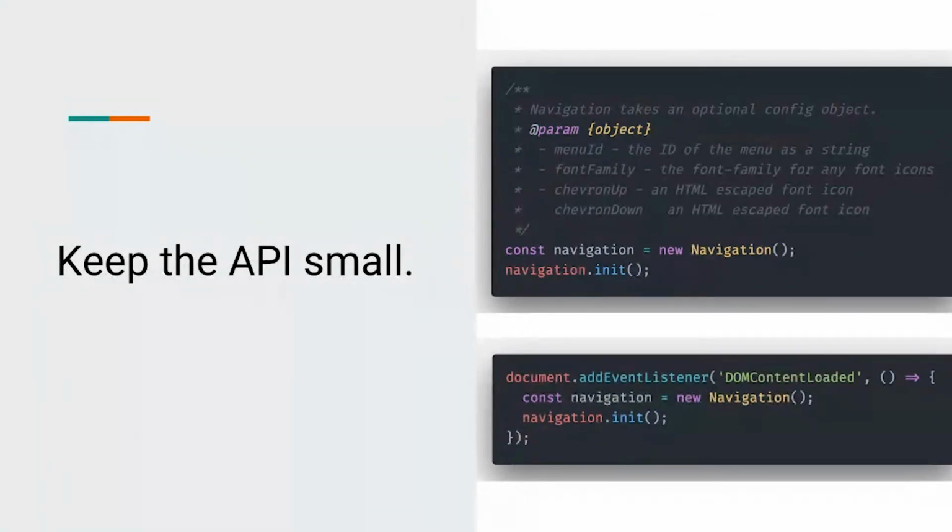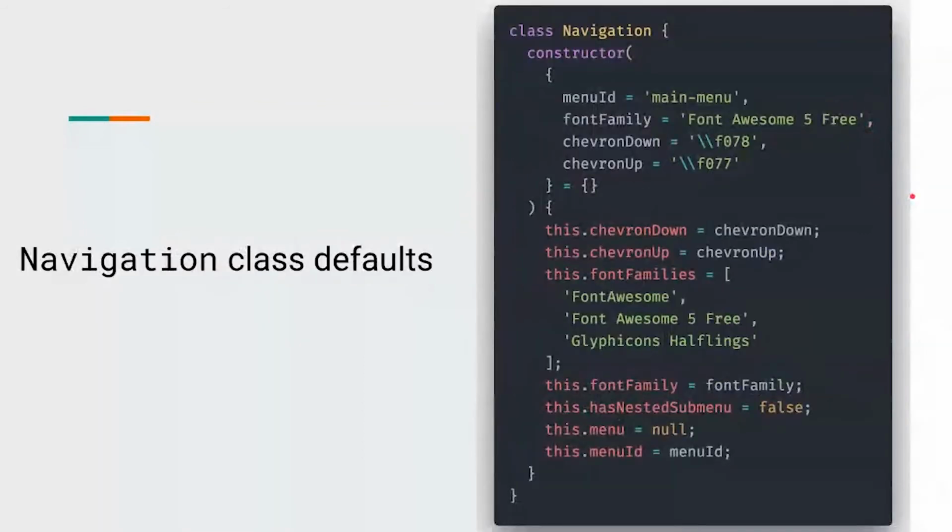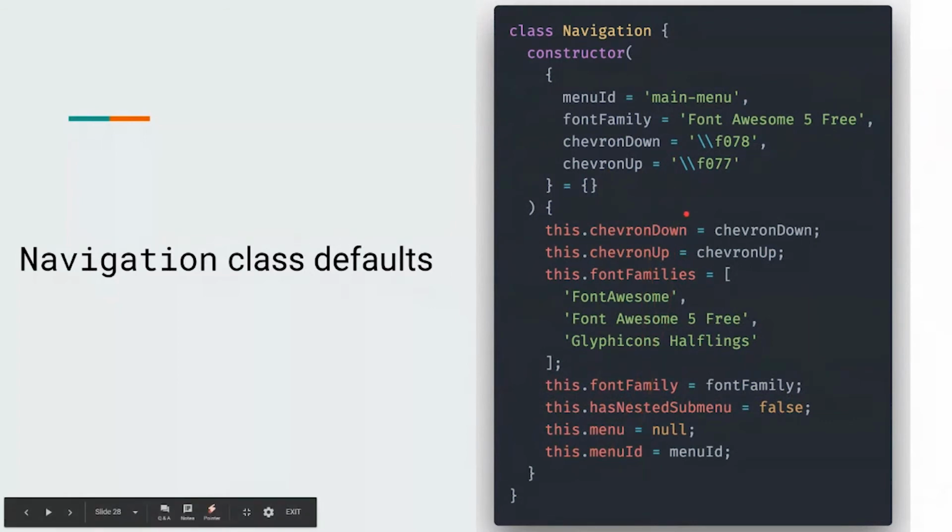But okay, let's say we're going to do this anyway. So how are we going to do it? This is the constructor function for the navigation class that I wrote. And here you can see where the constructor takes a default object. Now, each one of these things can be overridden individually. So in this case, if the JavaScript is working, this is going to display some nice Font Awesome icons if they're available, if Font Awesome is loaded on your site. And then it has some other things that set some defaults outside of this configuration object.